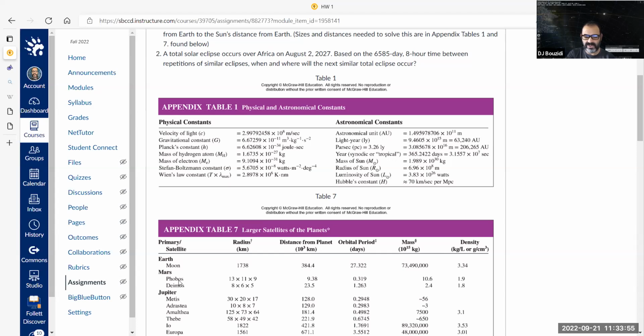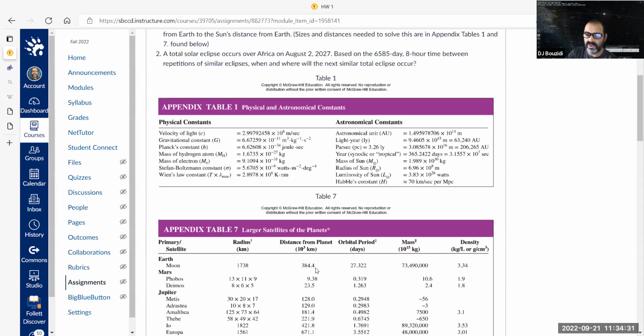If you look at Phobos, for example, it's at 9,380 kilometers from Mars. That's how you read this table. The distance from the planet, in this case Mars, to Deimos is 23.5 times 1,000. Don't forget you have 10 to the power 3 kilometers, so it's 23,500. In other words, Phobos is less than half the distance from Mars than Deimos is. Those are the two moons of Mars. We don't care about them. We care only about our moon for this particular problem.